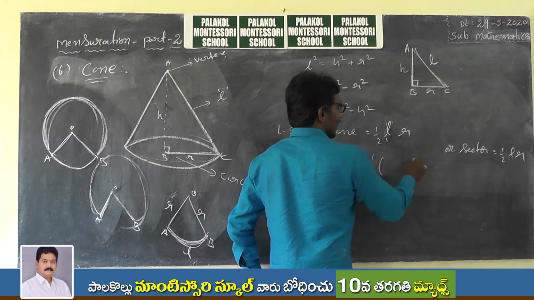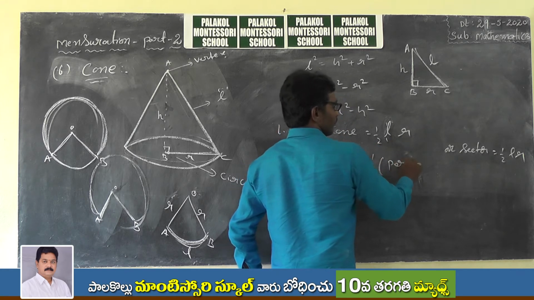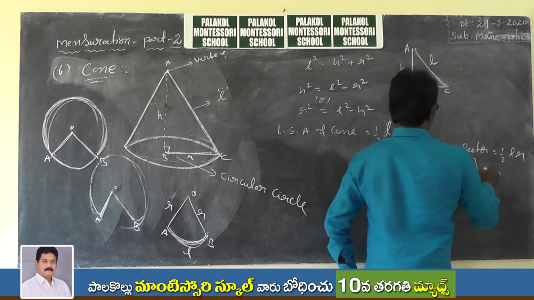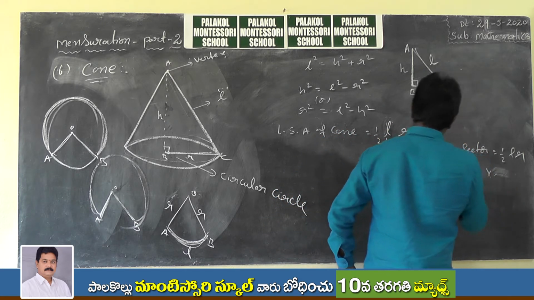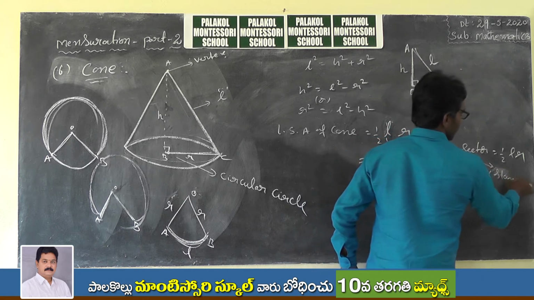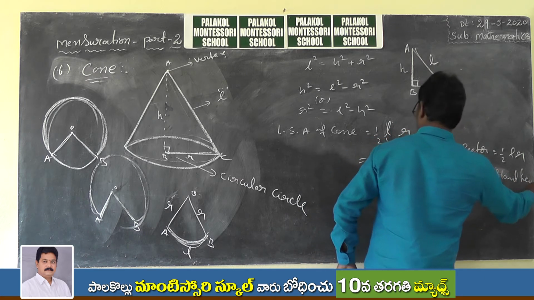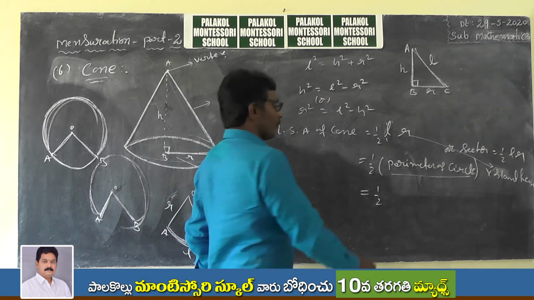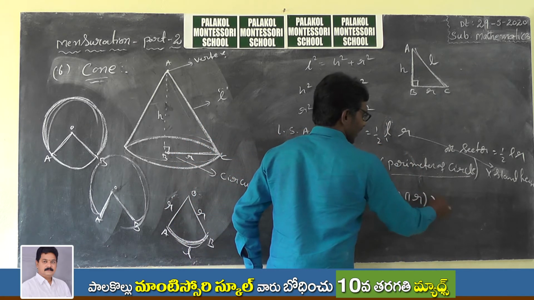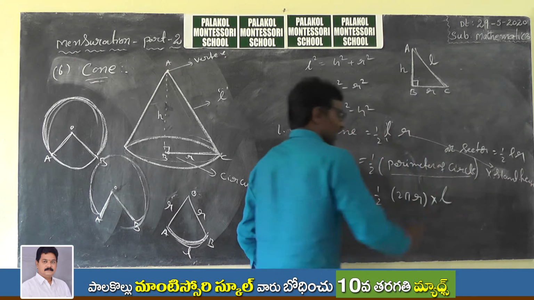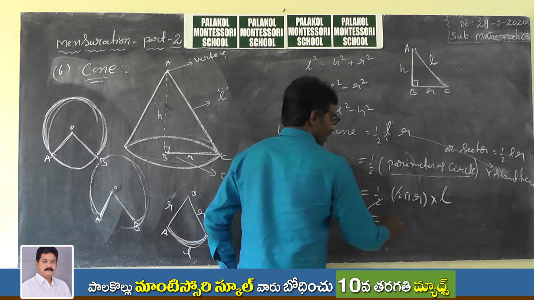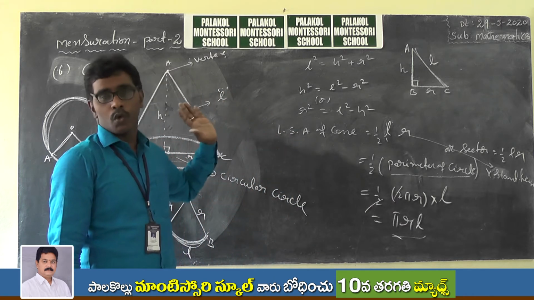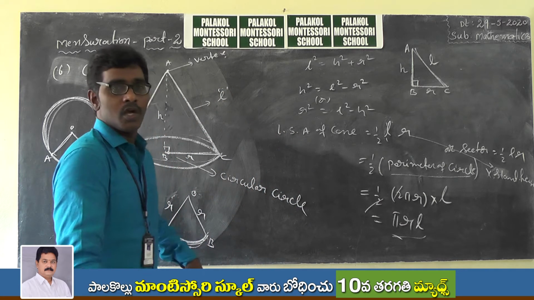So half into l means half into perimeter of the circle into radius. That radius is not the base radius, it is the slant height. So half into perimeter of the circle, general formula 2 pi r, into slant height L. The 2 cancels, so pi r L. It is the lateral surface area of the cone.